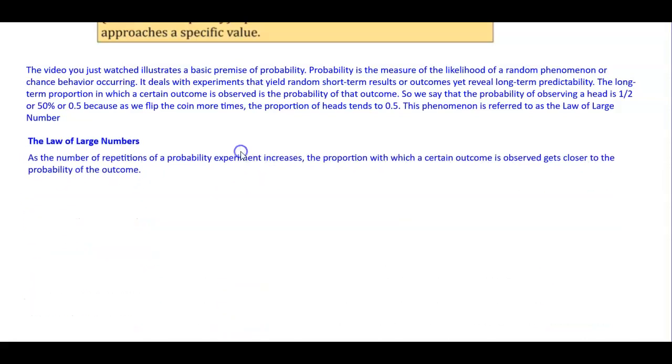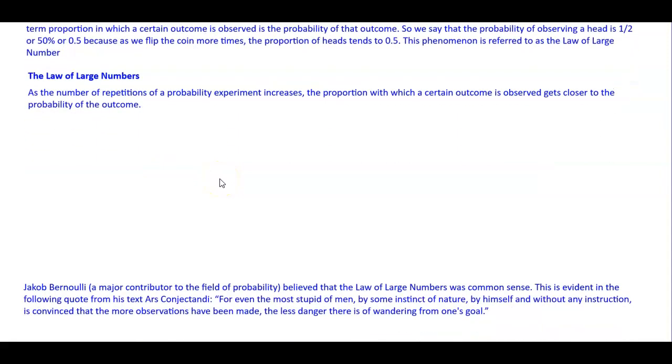Now, the law of large numbers. As the number of repetitions of a probability experiment increases, the proportion with which a certain outcome is observed gets closer to the probability of the outcome.